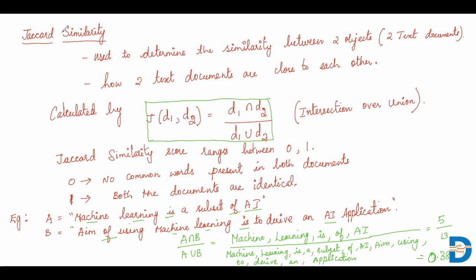So the intersection of two documents divided by the union of those two documents will give you the Jaccard similarity score, right? In simple words, you can say that the number of common words divided by the total number of unique words will give you the Jaccard similarity score between two documents. So basically, this is used to find the similarity between two text documents.